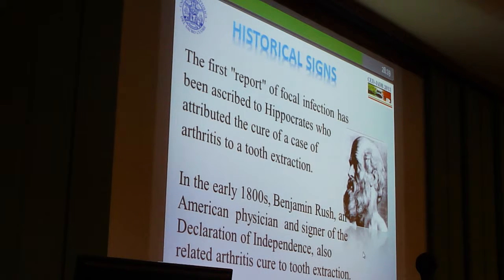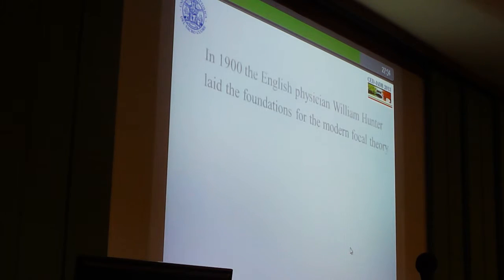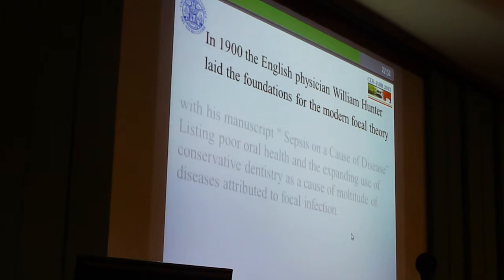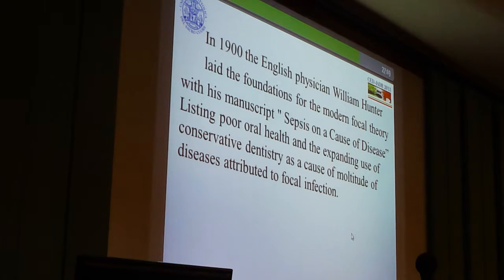These are two old concepts, because the first who described focal infection was Hippocrates, who attributed the cure of a case of arthritis to a tooth extraction. In the early 1800s, Rush also related an arthritis cure to a tooth extraction. In the 1900s, the physician Hunter, with his manuscript on the cause of disease, linked the expanding use of conservative dentistry to a multitude of diseases.